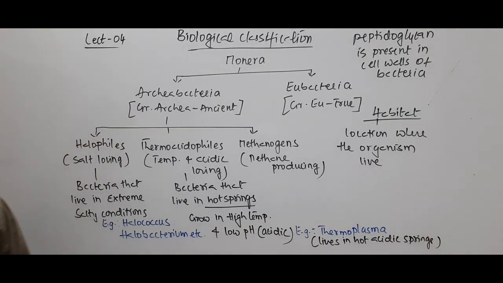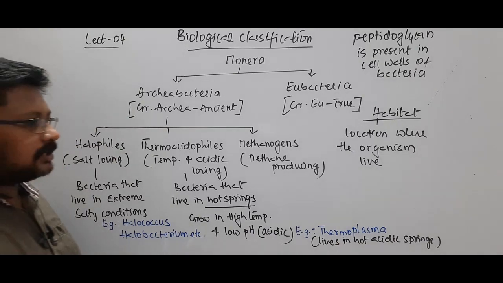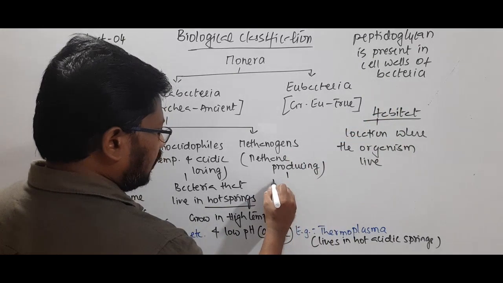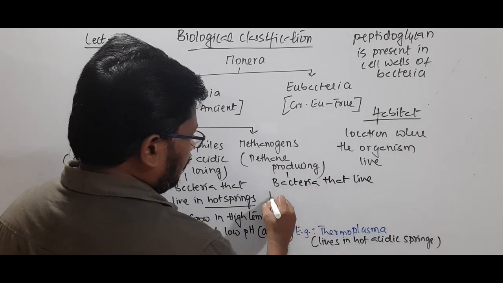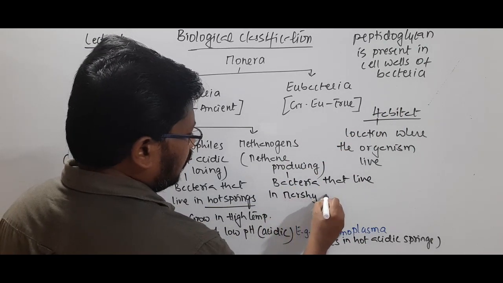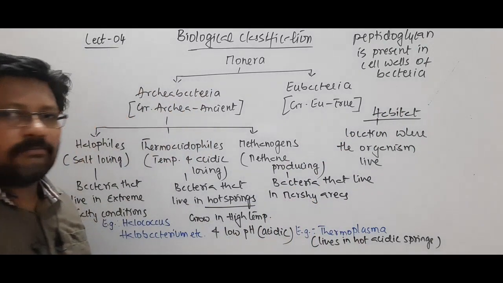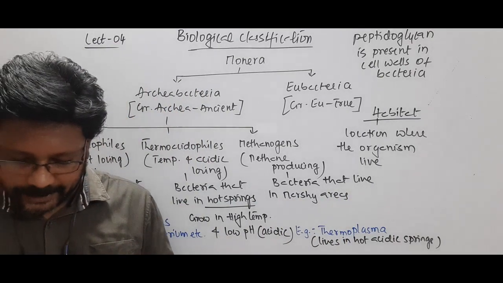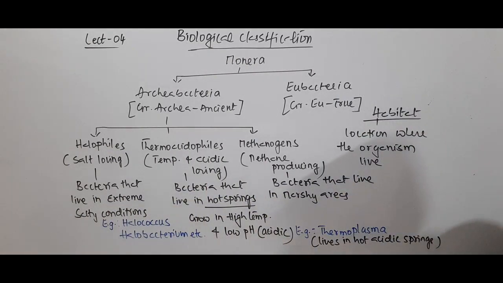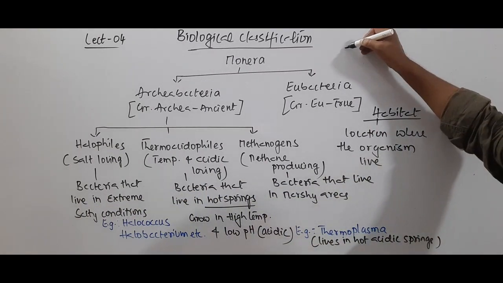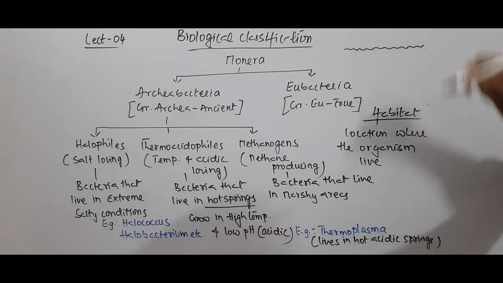Right. Then coming to methanogens. These methanogens are bacteria that live in marshy areas. So a marshy area is a wetland. Wetlands are usually found near estuaries or near a river where the water flow doesn't take place. As a result, the water will be stagnant all the time, right?